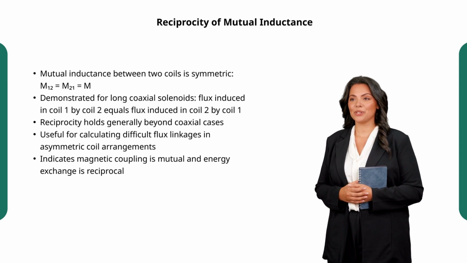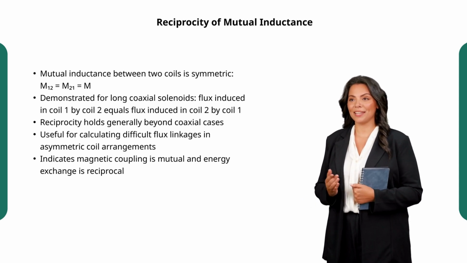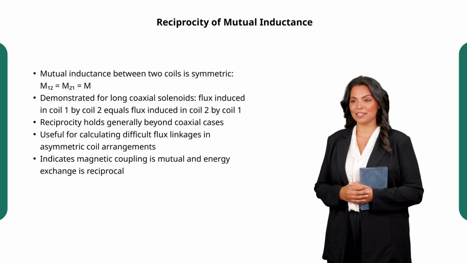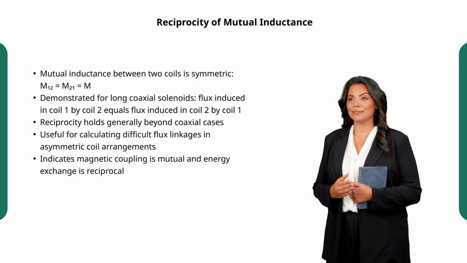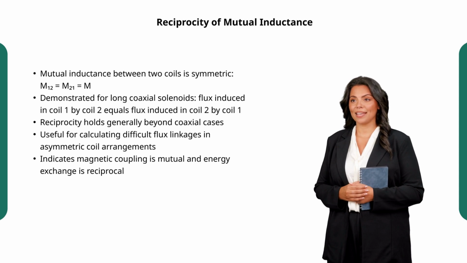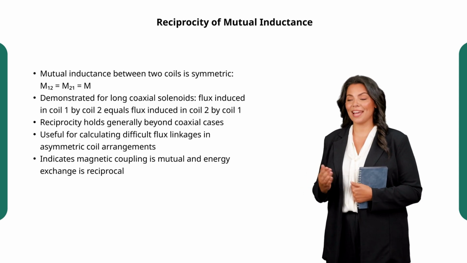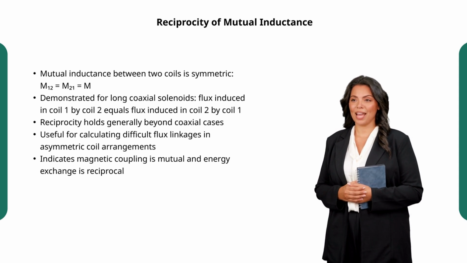This reciprocity holds true quite generally for a broad range of coil geometries and configurations. It's especially valuable in cases where it's hard to calculate the flux due to one coil inside another directly. Knowing the symmetry lets us find one mutual inductance and infer the other. This mutual behavior also indicates that energy transfer and magnetic coupling between coils are symmetric, supporting fundamental physical principles related to conservation of energy and electromagnetic induction. With this understanding, we can confidently analyze more complex coil systems and their mutual interactions.